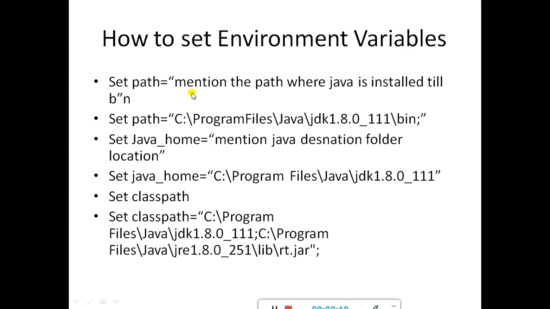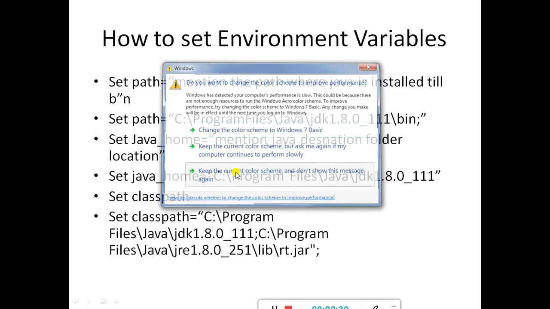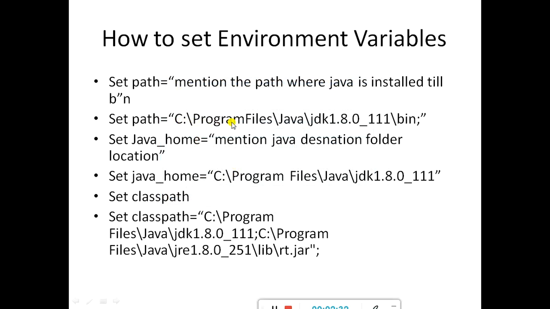This is the name of the environment variable, path, equal to, and there is a value which you have to give. Now what is the value? Mention the path where Java is installed till bin. In my case, my Java is installed in C colon program files, Java, JDK, and then /bin. So I have to set this path first.